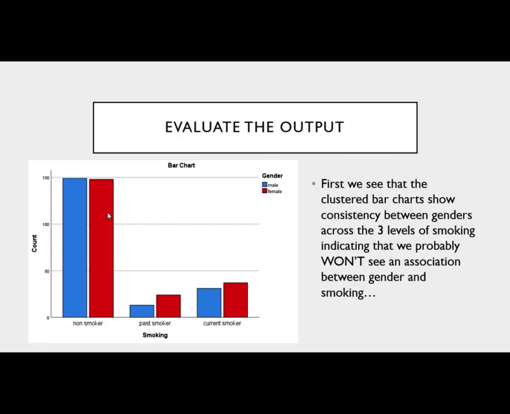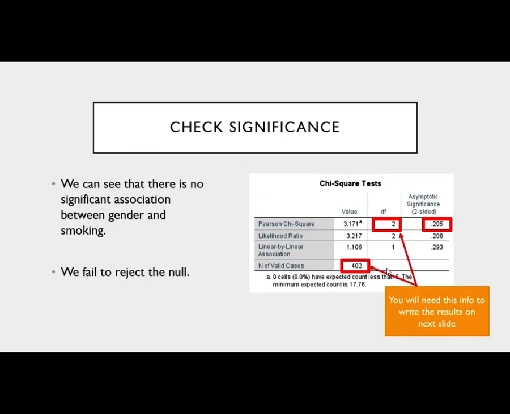You're going to get output, and you can see here we have males and females, so the boys are blue and the girls are red, and across non-smoker, past smoker, and current smoker they are fairly close. This one's a little bit iffy, but they show consistency between the genders across the 3 levels of smoking, indicating that we probably won't see an association. But let's check the output.